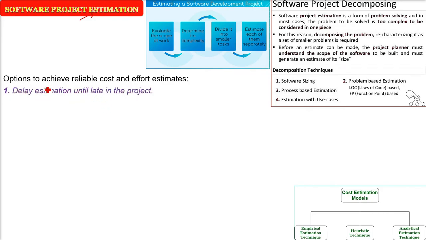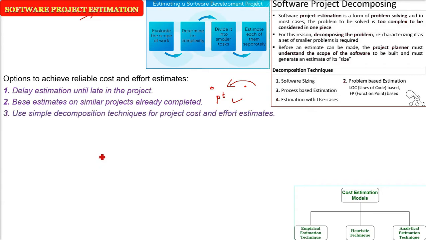First, we can wait until the project is finished or complete, and then estimate. The second option is to base our estimates on similar projects which have already been completed successfully. This project, last project, this much cost, this project, this much cost, like that. And we can use simple decomposition techniques for estimating the project cost and effort.